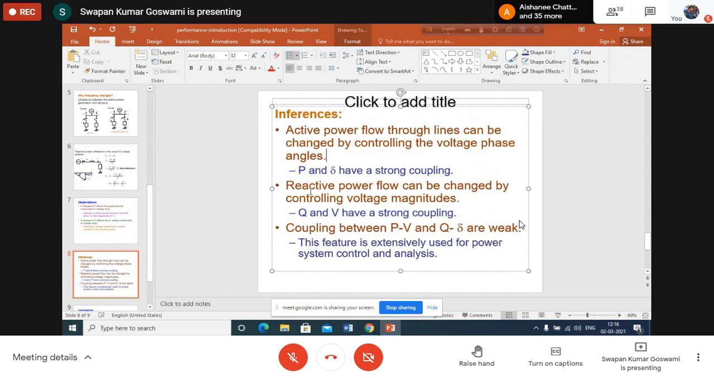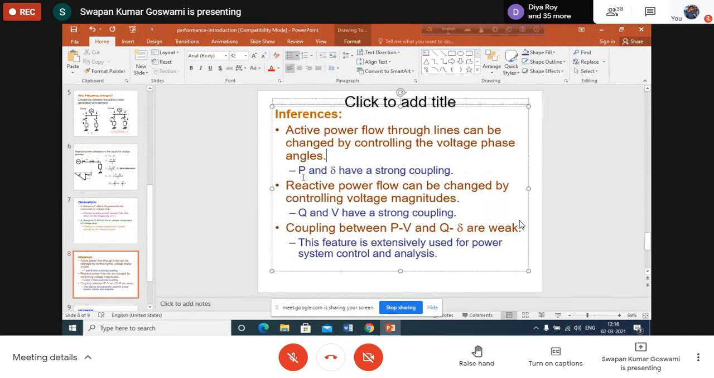I want more power to flow through this line. When can this happen? Suppose there are two transmission lines. Out of these two transmission lines, I want more power to flow through a particular line. Then what should I do? I can arrange to change the phase angle difference between the voltages at the two ends of the transmission line. That will actually affect more power flow through the transmission line. That means active power flow through lines can be changed by controlling the voltage phase angle.